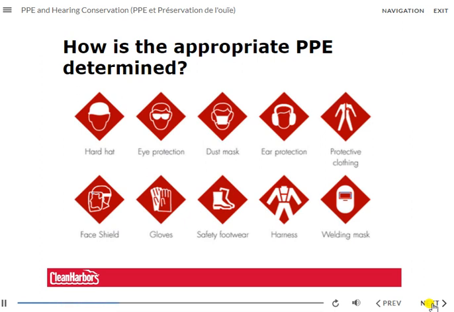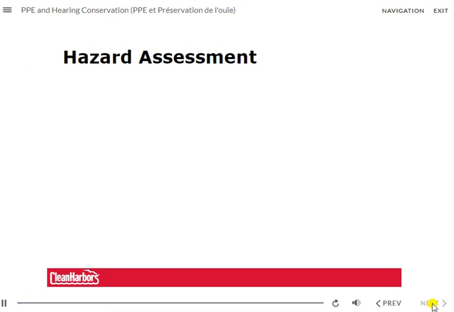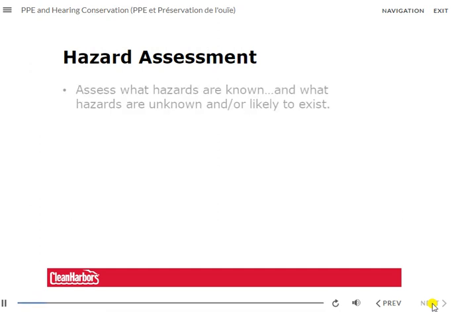Before we get into the different types of PPE, please discuss how the appropriate PPE is determined. Safety regulations require the company and employees to conduct a hazard assessment to determine the hazards and the appropriate controls. During the assessment, it is important to consider the potential hazards that currently exist or may develop as the task is executed. There are 4 steps of a hazard assessment.